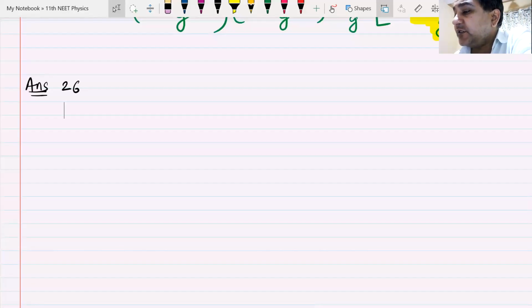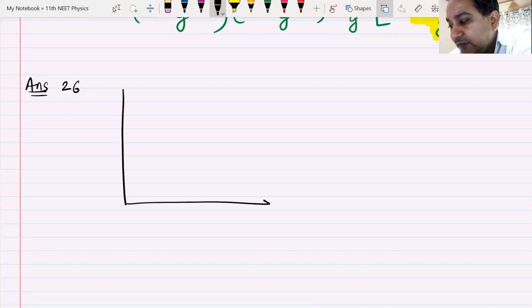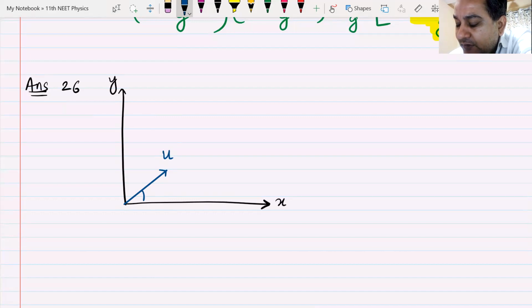So answer for question number 26, we'll make the two cases. This, let us say, is case number 1. Particle thrown with a velocity u, the angle is alpha. Let us talk about this particle. What will be the time of flight for this particle? Let me call this as T1. It will be 2u sine of alpha divided by g.